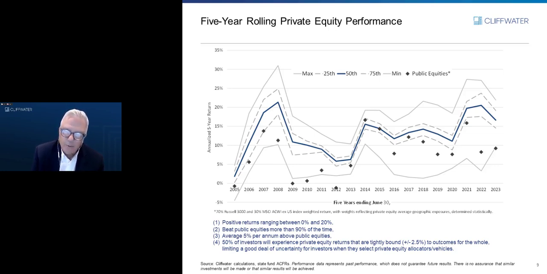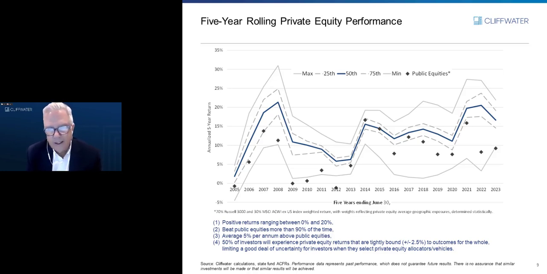But other than that, when you're investing in private equity, and I've been saying this for 40 plus years, you should expect a delta between 3 and 5% above public equities over a reasonable period of time. If you take an average of these 5-year periods, that delta is 5% over public equities.